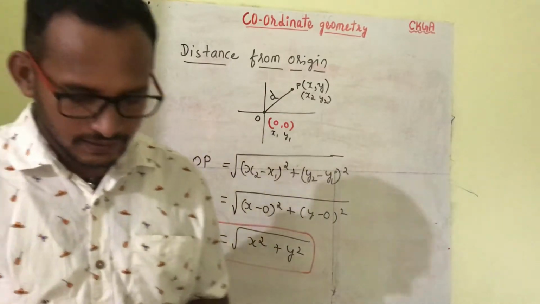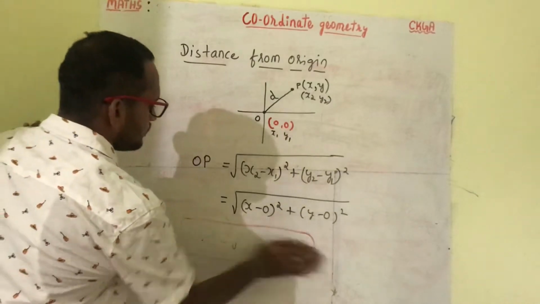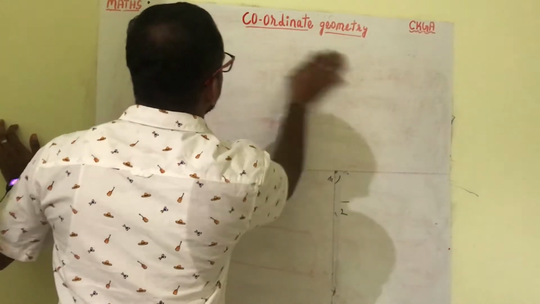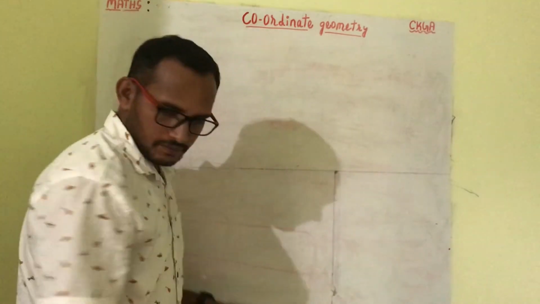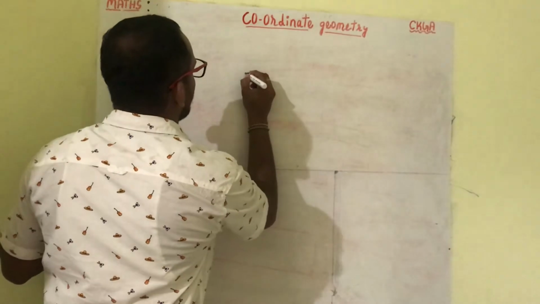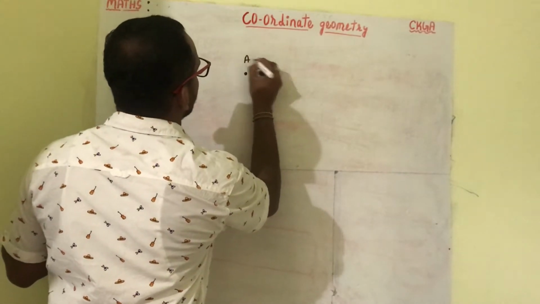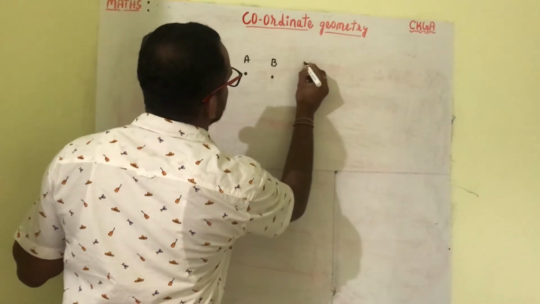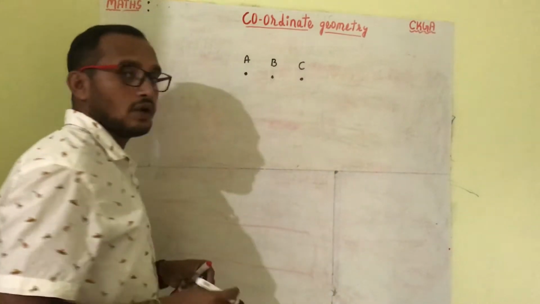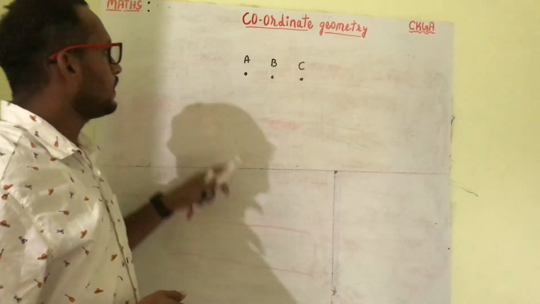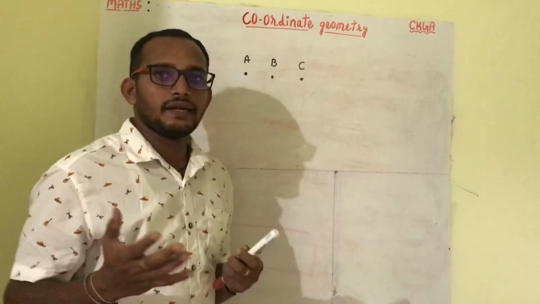So the next few concepts are really interesting. I have three different points. I'll name these points A, B, and C. Please make a note of this concept. So A, B, C are three different points.